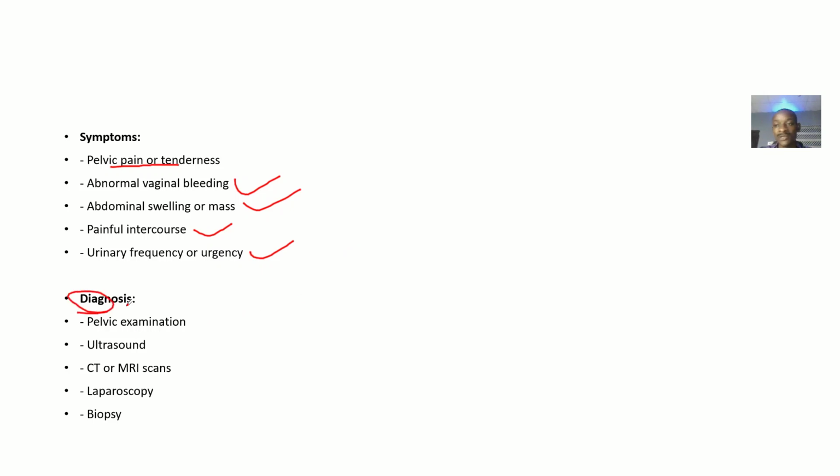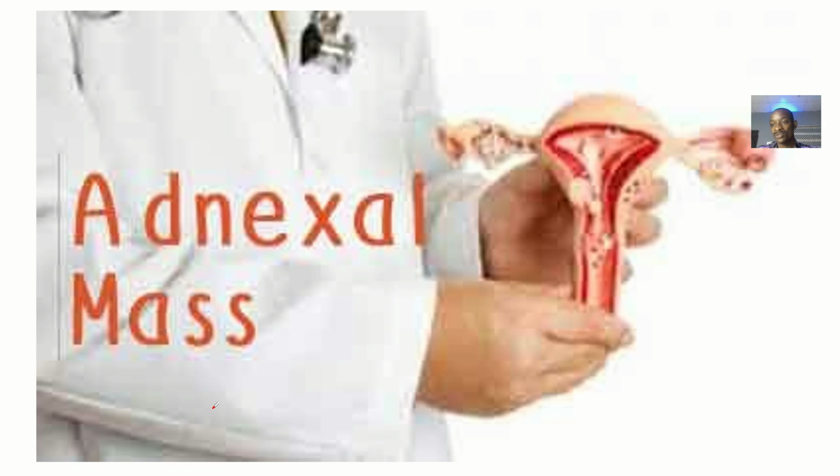What are the possible diagnoses of this condition? If you want to confirm that this condition is there, you could do a pelvic examination. You could do an ultrasound. You could do a CT scan or MRI scan. You could do a laparoscopy, where you make some small incisions and put in a laparoscope. All those instruments have cameras at the head, so that you can observe the internal environment. Then you can also do a biopsy, take some tissue and send it to the lab for results.